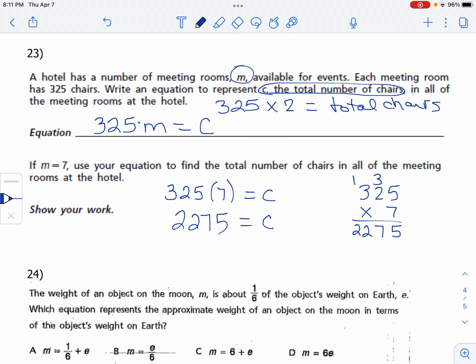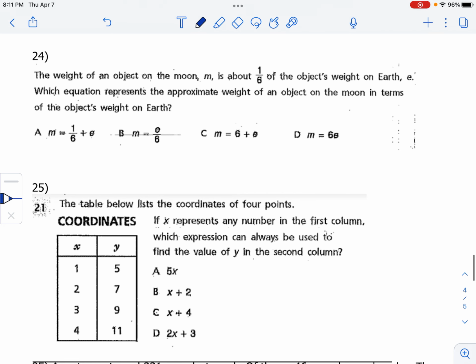Right, now let's go to number 24. 24, the weight of an object on the moon, M, is about 1/6 of the object's weight on Earth, E. Which equation represents the approximate weight of an object on the moon in terms of the object's weight on Earth? So I'm going to highlight some information here. M is about, I'm going to get rid of the word about, 1/6 of the object's weight on Earth.